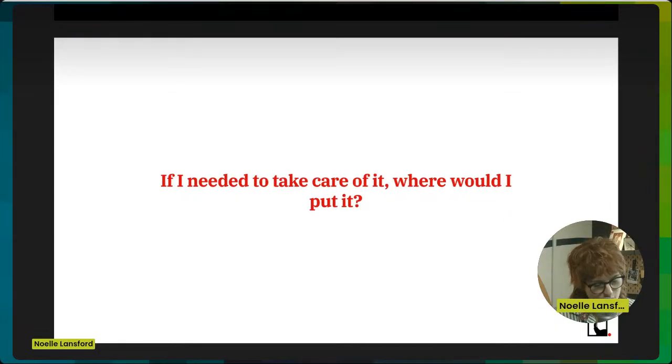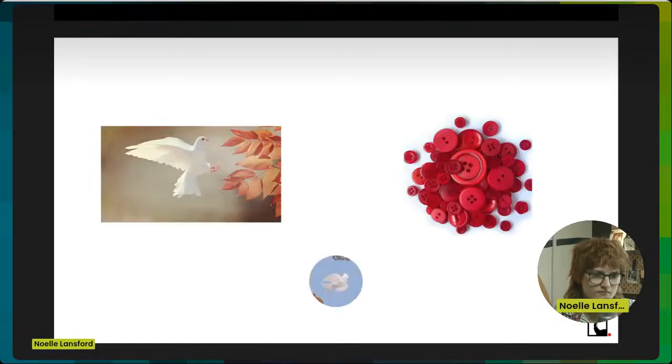Well, I think a great question to ask yourself when figuring out how to categorize something is, if I needed to take care of it, or another way to say that, if I needed to maintain it, where would I put it? Okay, so we have a button dove. Here's a real dove. Here's some real buttons. If I needed to take care of my button dove, where should I put it? Should I put it in my aviary with all of my live doves, or should I put it in my drawer of buttons?